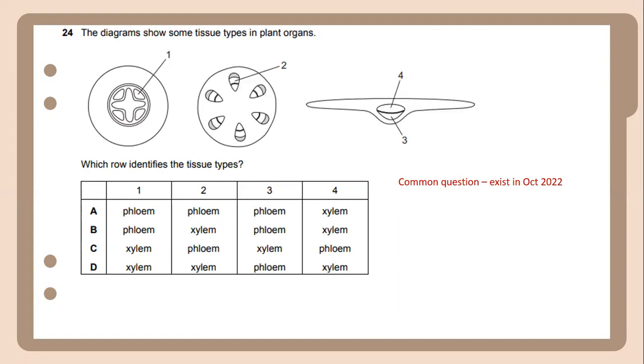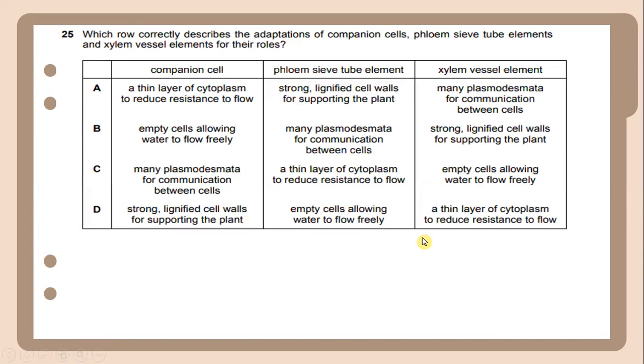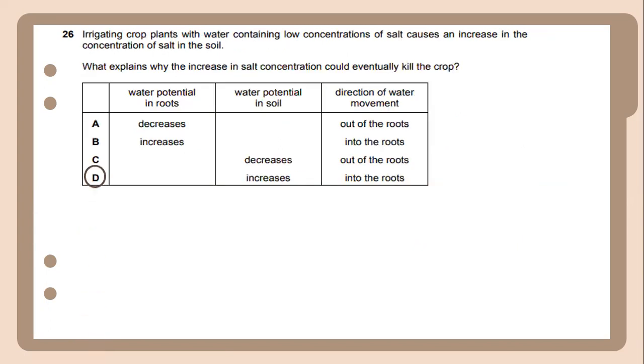Number 24 question, this is also a common question which already existed in October 2022. Number 1 indicates phloem, 2 is also phloem, and 3 is also phloem, and 4 is xylem. 25, which correctly describes the adaptations of companion cells, phloem sieve tube elements, and xylem vessel elements for their roles? The answer will be C.